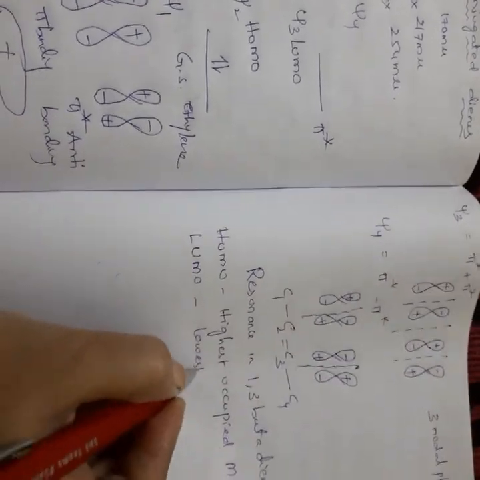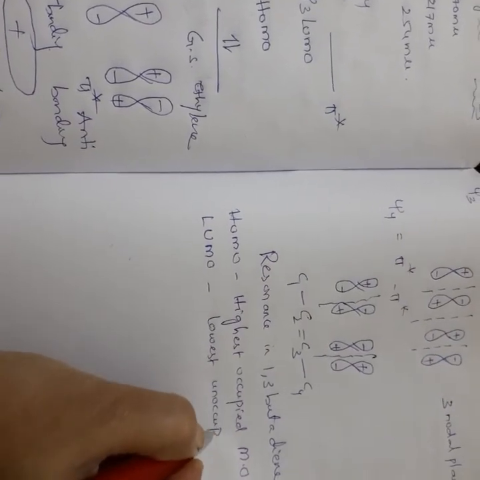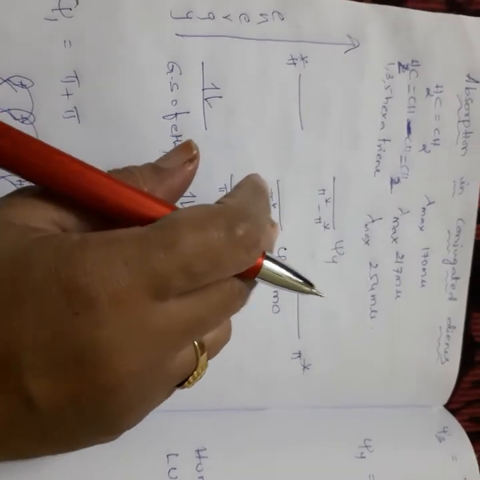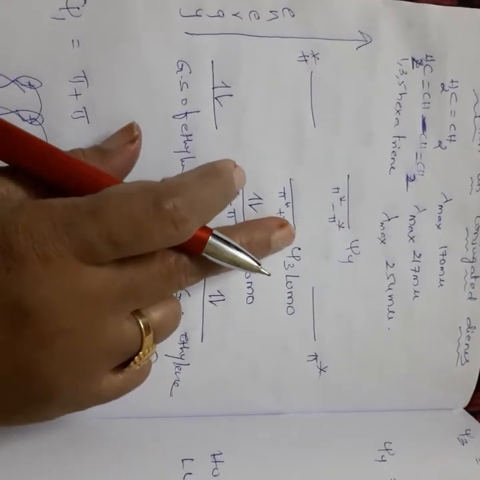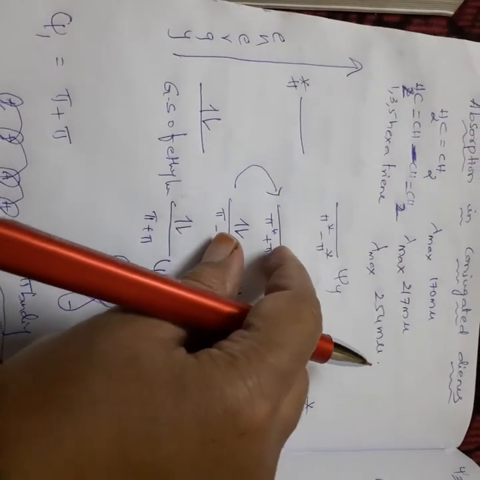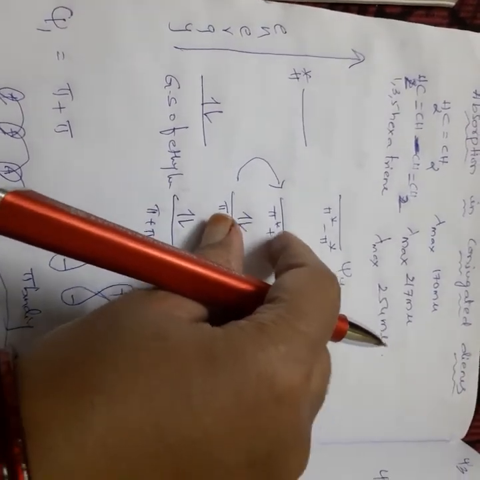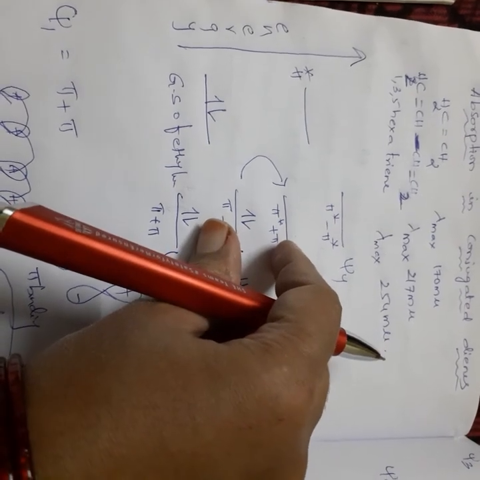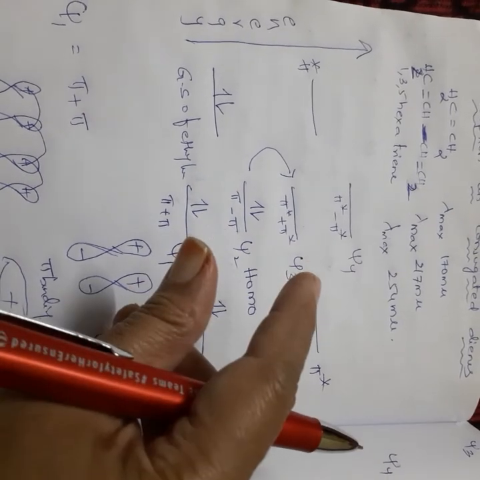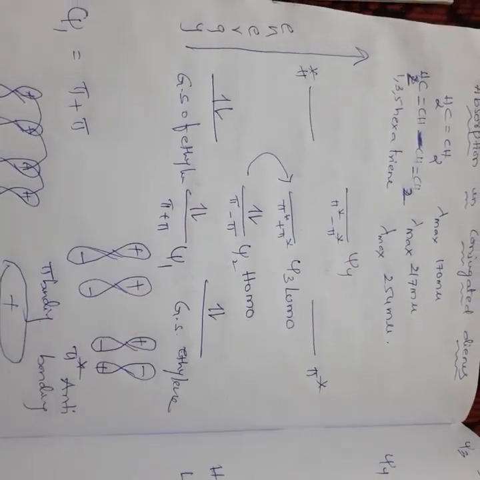What is meant by LUMO? LUMO means lowest unoccupied molecular orbital. So here what are the unoccupied states? These two. Among these two, which one is the lowest one? This is the lowest one. Always the electron excitation takes place between these two, because here the energy gap is very less. So that's why the wavelength is more. Hence the lambda value will shift from 170 to 217.